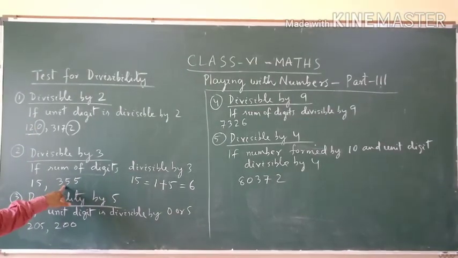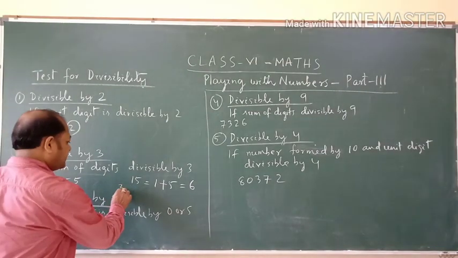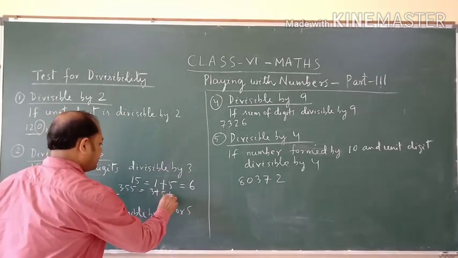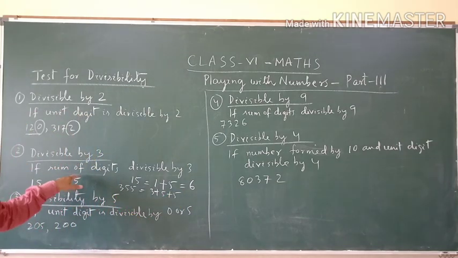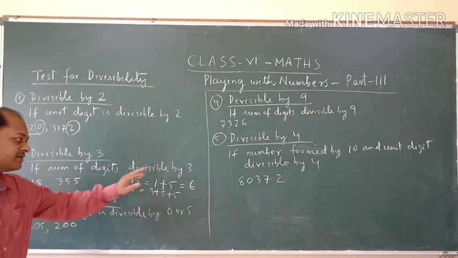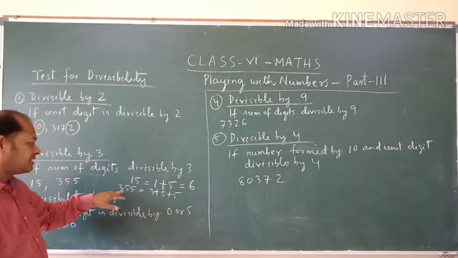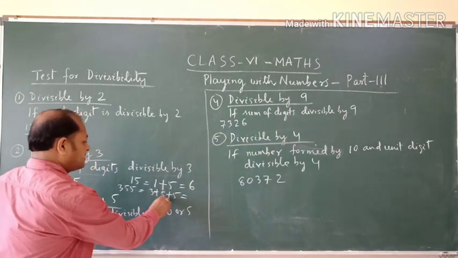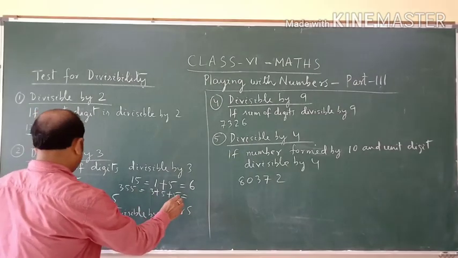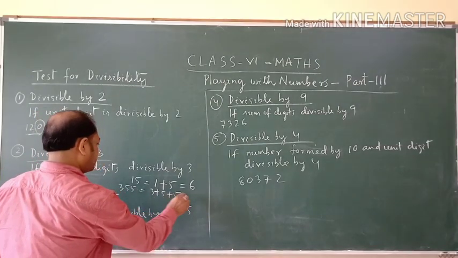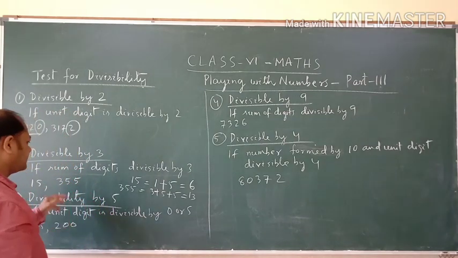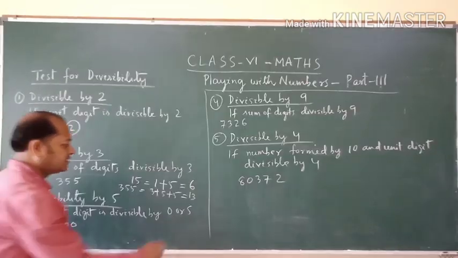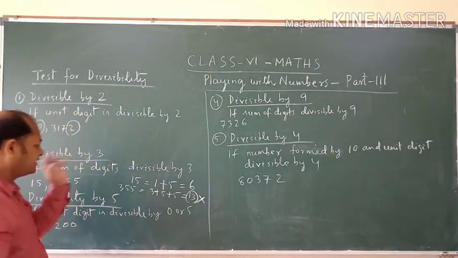Let's check another number, 355. In the number 355 there are 3 digits: 3 plus 5 plus 5. The rule is that first we find the sum of the digits and check if it is divisible by 3. So 3 plus 5 is 8, 8 plus 5 is 13. So 13 is not divisible by 3, which means 355 is not divisible by 3.